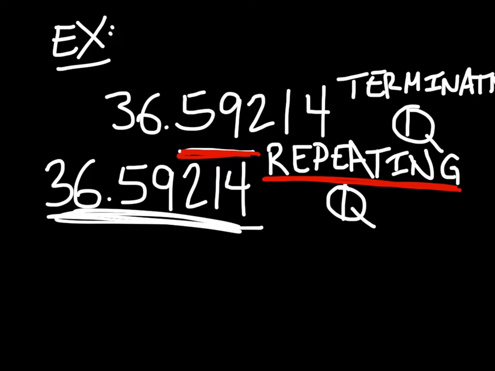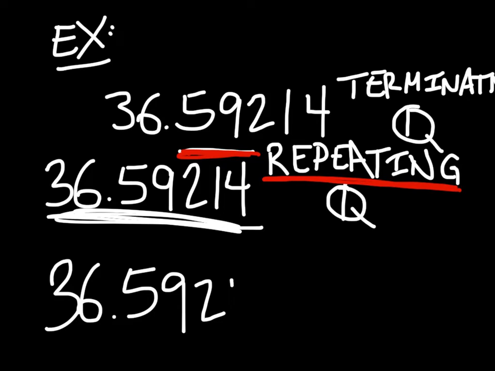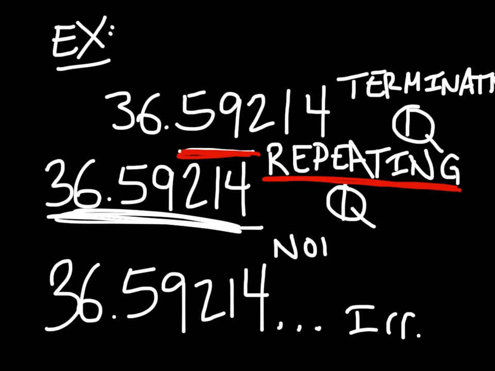Okay, so we have our final one, which would be this. 36.59214... It's not repeating, right? 1, 2, 3. Irrational. All right. Now, what type of decimal would it be? It's irrational, yes, but what type of decimal is it? A non-repeating. Very good. I'm not really sure if there's a technical way to write this. It's just non-repeating, okay?